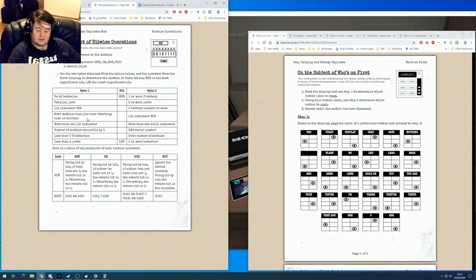Especially since some of these I think I can just guarantee label as true or false. More modules than starting time in minutes is true. Number of modules divisible by 3 is false. Even number of modules is false. Is that it? Yeah, I think that's it.